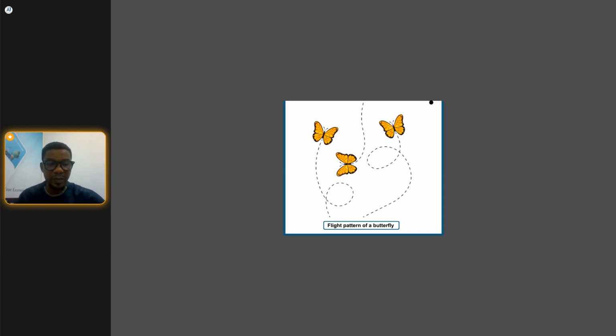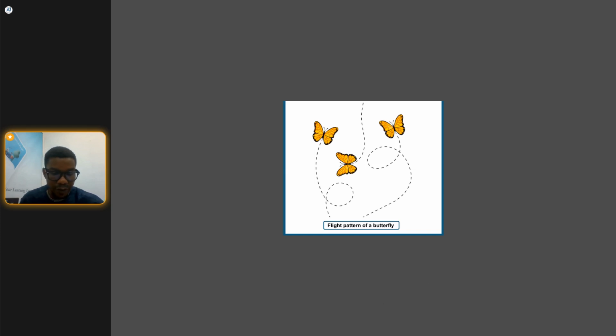And this butterfly explains better its movement in the space. It shows that it's moving in a direction we cannot predict, and that direction is not a specific direction. Like a car moving from point A to B, that is specific. But for this illustration, the butterfly moves randomly. This is why we say that a good example of a random motion is the movement of a butterfly in the space. Okay, so that is for random motion.